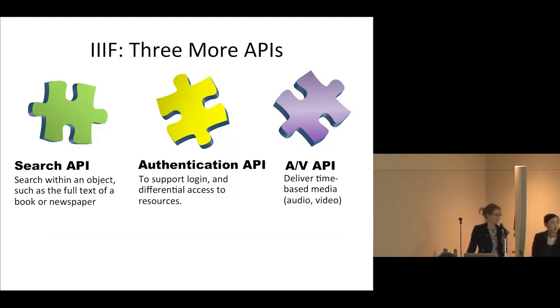There are also a few additional APIs. One allows for searching within annotations, the content search API. We also have an authentication API if you want to restrict access to certain images. And then we're also working on extending the presentation API to include support for audiovisual materials in addition to images.